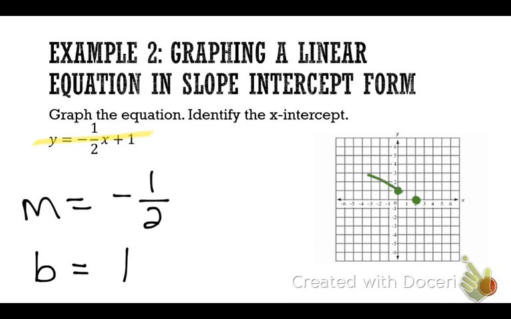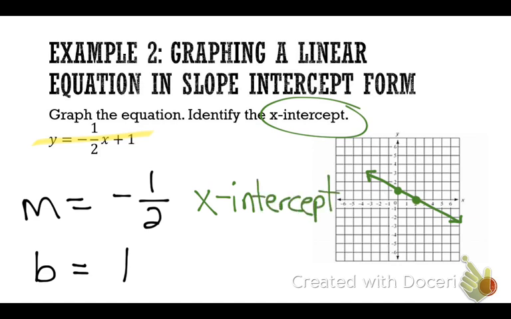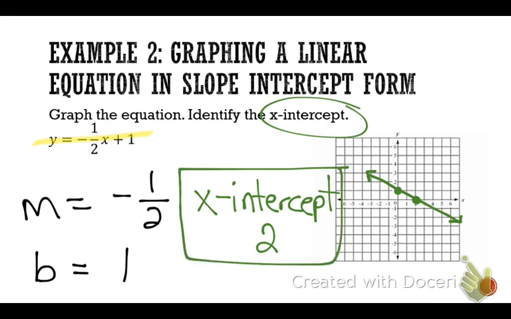All right, you got it? Now you need the x-intercept. Tell me the x-intercept. Yeah, 2. Where does the line cross the x-axis? On a 2. So guys, number 26 on your homework tonight will ask you to identify the x-intercept, so don't forget that. Okay? Any questions?